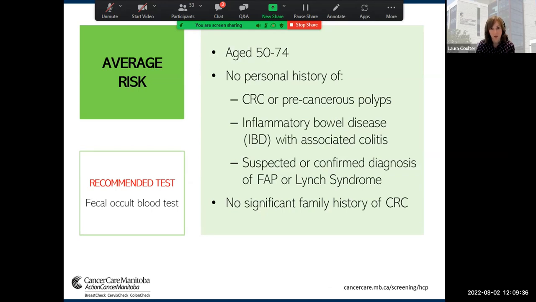In distribution, the program makes an assumption that all eligible persons are of average risk. And broadly, we define average risk as having no personal history of colorectal cancer or precancerous polyps, inflammatory bowel disease with associated colitis, and having no significant first-degree family history of colorectal cancer or advanced adenomas. The screening recommendation for this average risk cohort is a fecal test once every 2 years between the ages of 50 to 74.